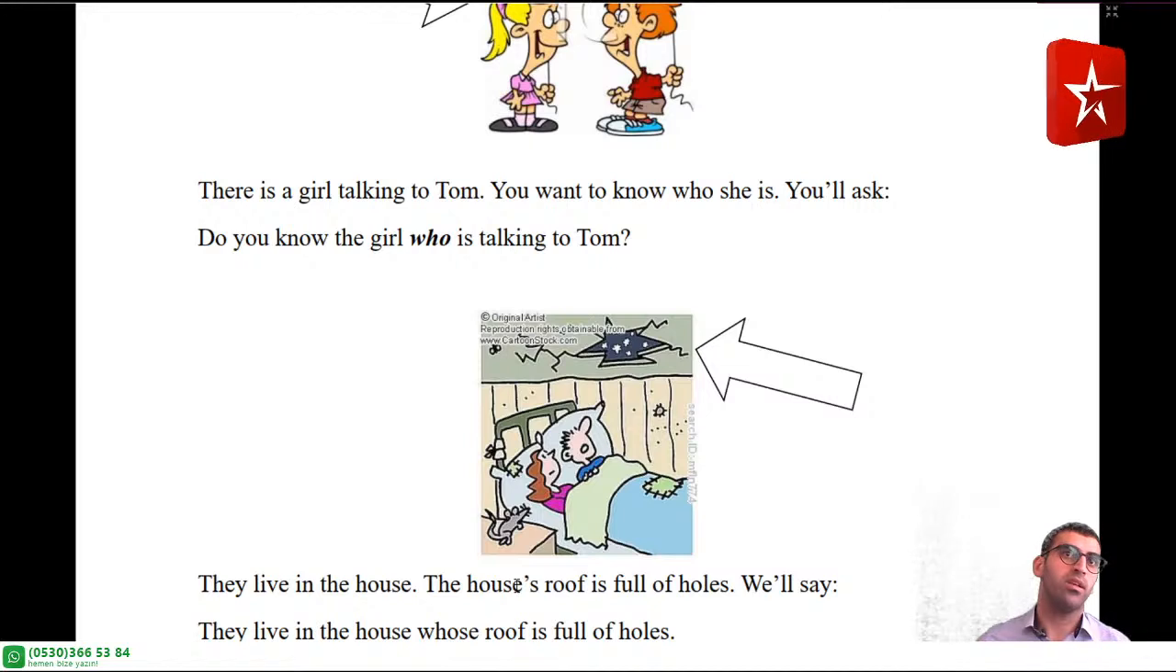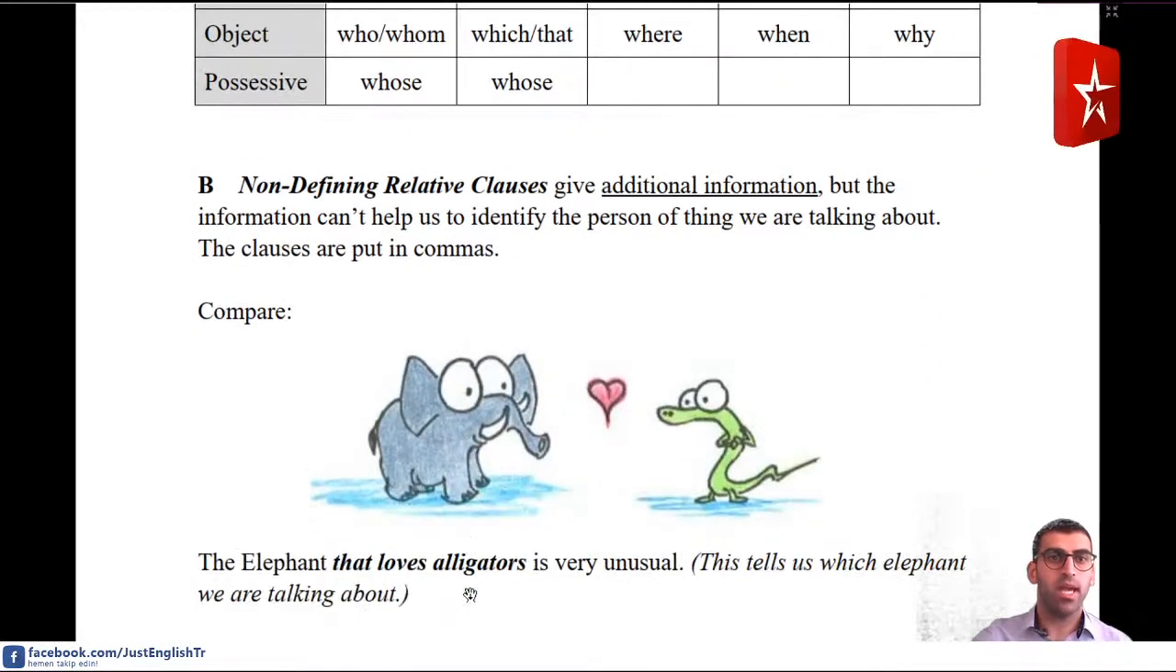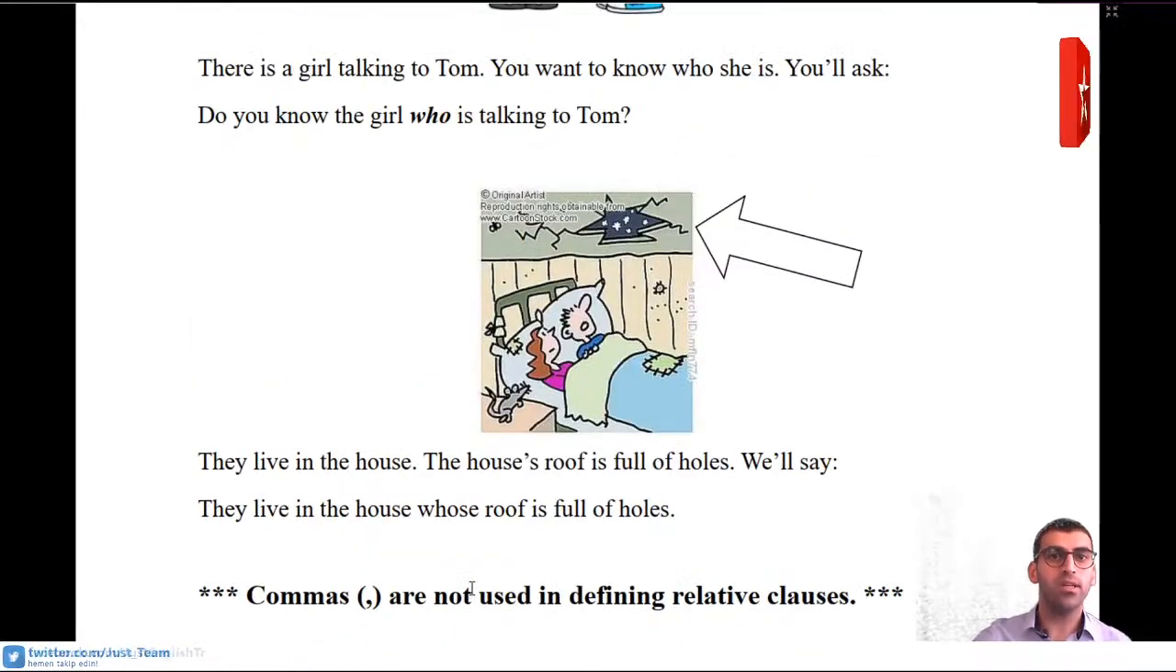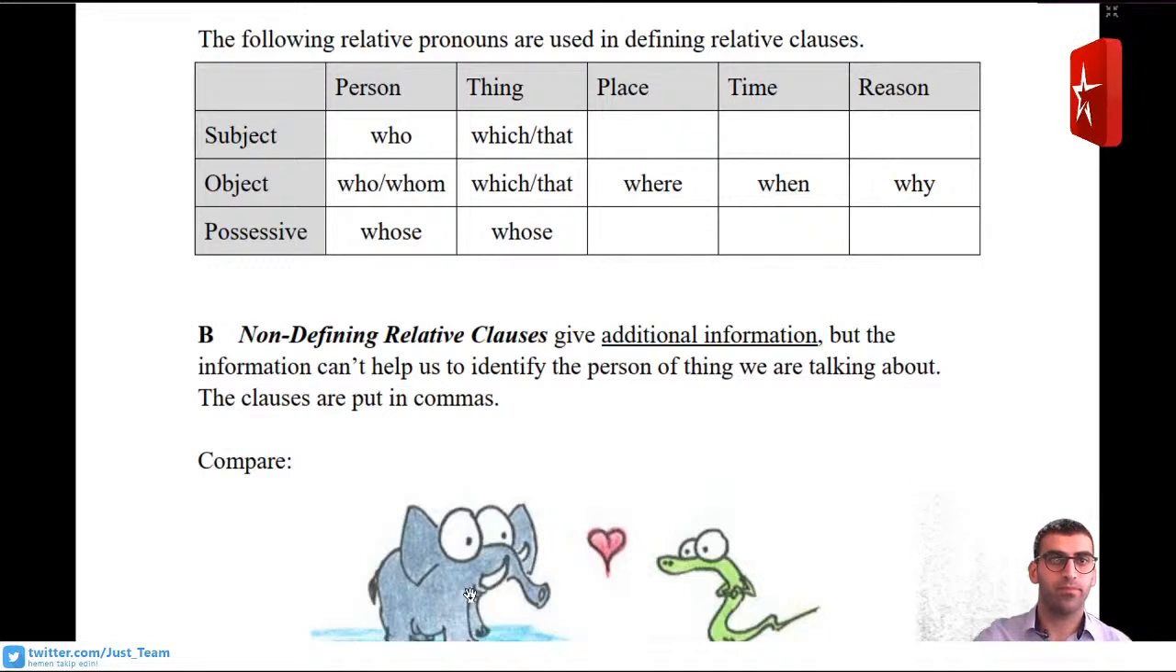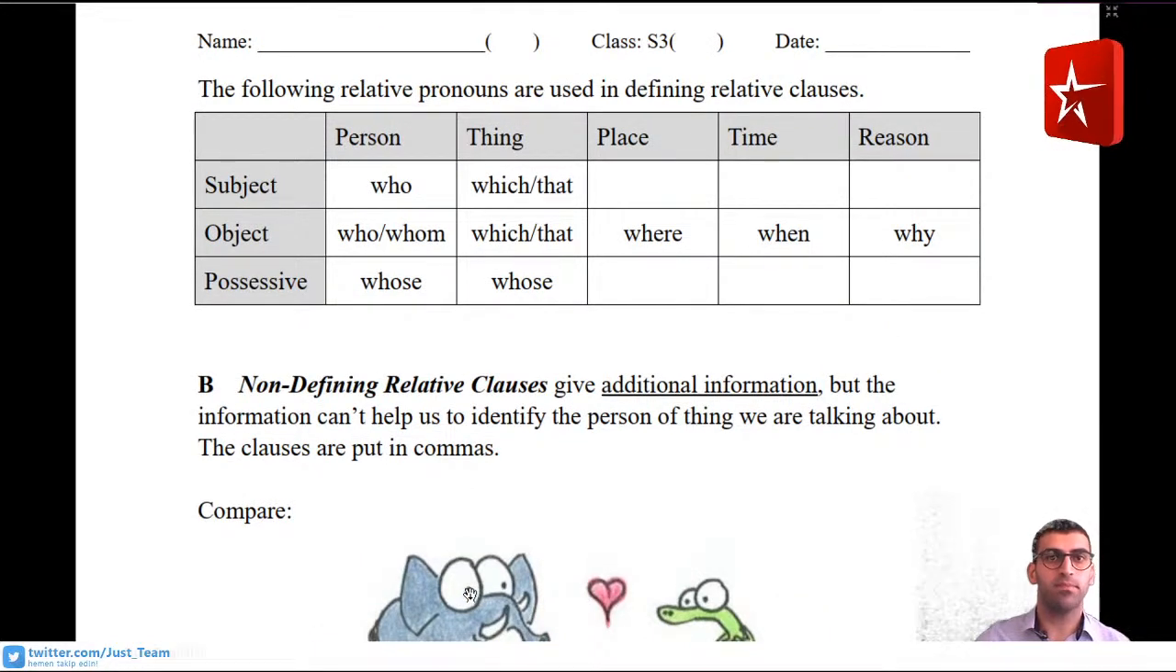For example, whose roof, okay? Roof is a noun here. So keep in your mind, after whose, we must use a noun. Okay. And here you can see the relative pronouns are used in defining relative clauses here. Like we have a table, subject, object, and possessive, you can say.